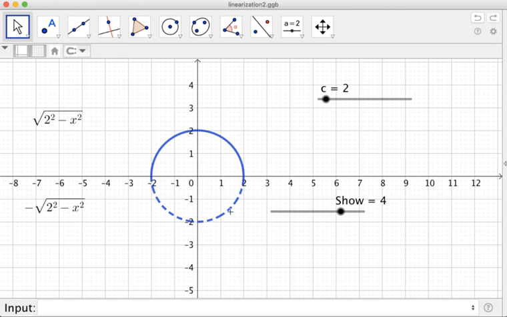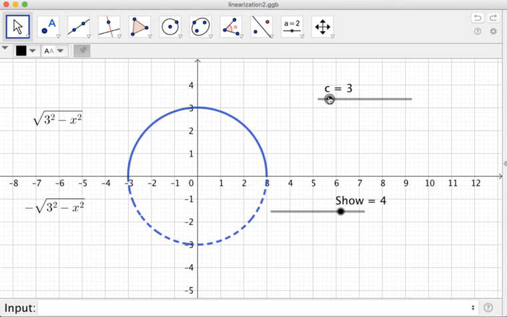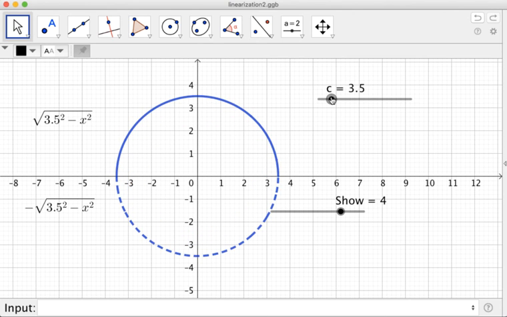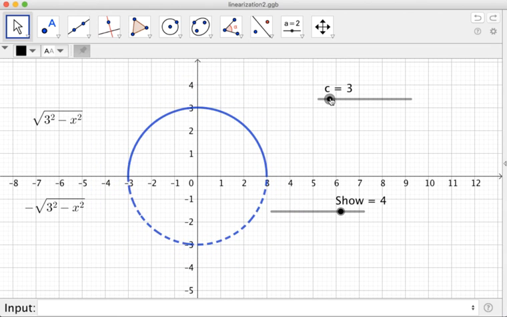In order to get the bottom half of our circle, then we have to graph the function negative square root of 2 squared minus x squared, because neither one of these alone would give us the full circle. Each of these gives us half of the circle. This one gives us where the y values are positive, this one where the y values are negative. And as we change the value of c, 2.5 squared, 3 squared, what we see happening is that the radius of the circle is increasing.